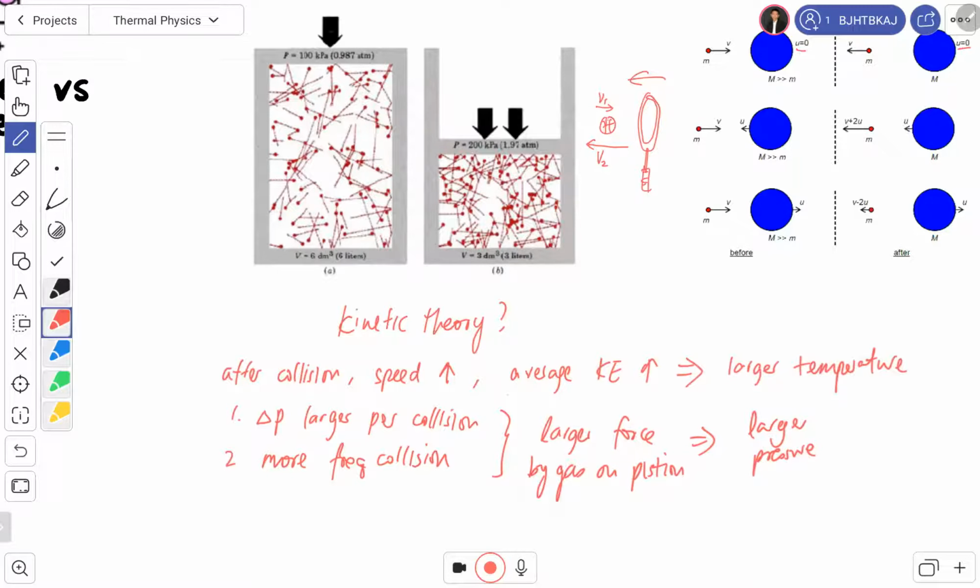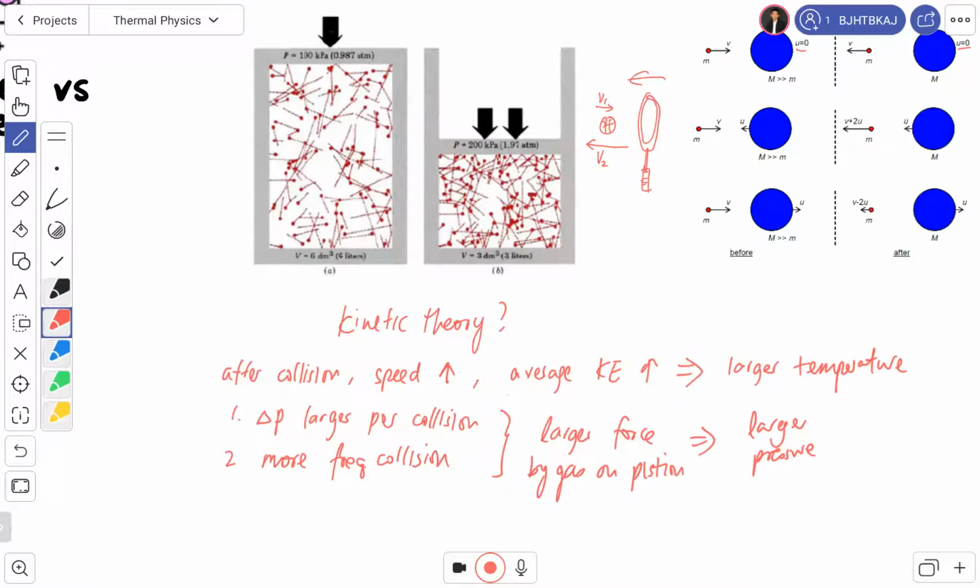So compressing a gas will cause the temperature to increase, and at the same time the pressure also increases. Especially so if this is done very, very fast, such that the gas doesn't have enough time to lose heat to the surrounding, or if the gas is thermally insulated, so it cannot lose heat to the surrounding. So that's how we understand what happens at the microscopic level to the gas, and how all these changes at the microscopic level affect the macroscopic quantity.